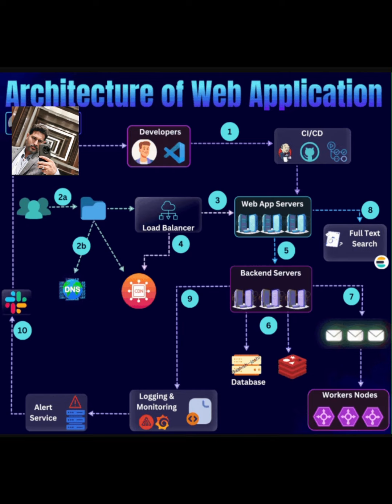The deployed application is accessed by users through a DNS service, which resolves domain names to IP addresses, and a content delivery network, CDN, which caches static assets globally to reduce latency and improve load times.